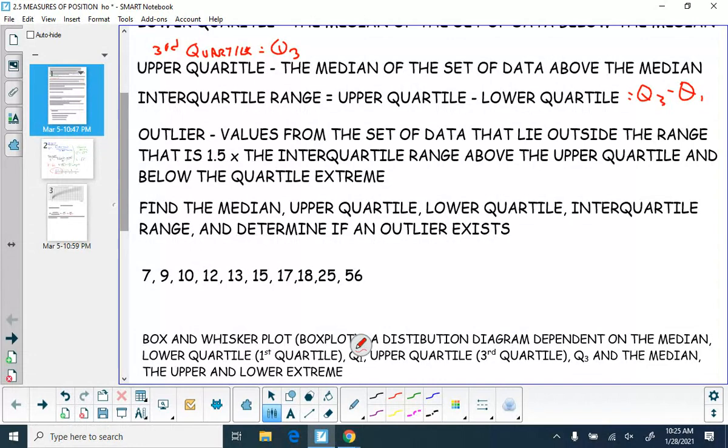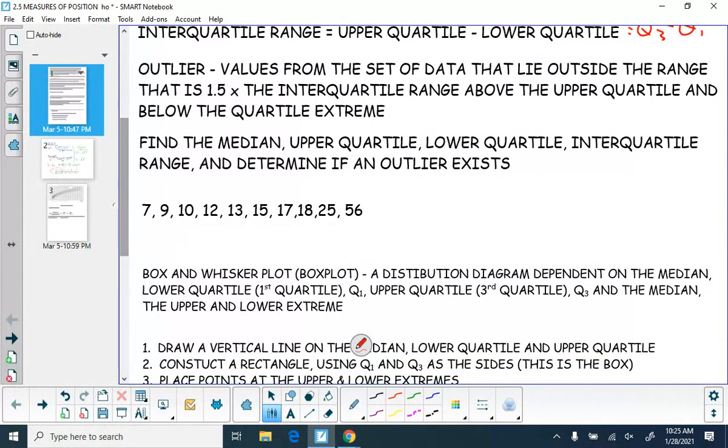All right, just take this set of data. To find an outlier, we take the interquartile range and multiply it by 1.5. So you have 1.5 times the interquartile range. And then we add that to the upper quartile and subtract it from the lower quartile.